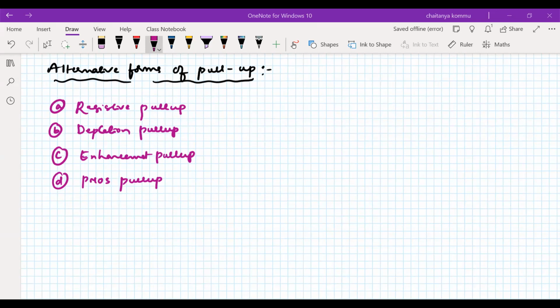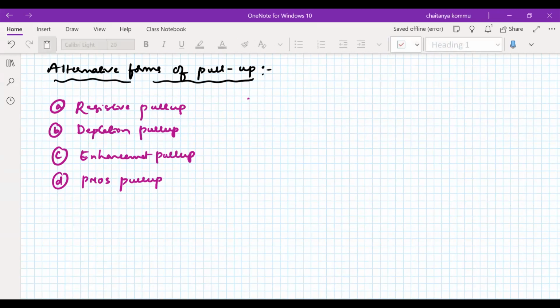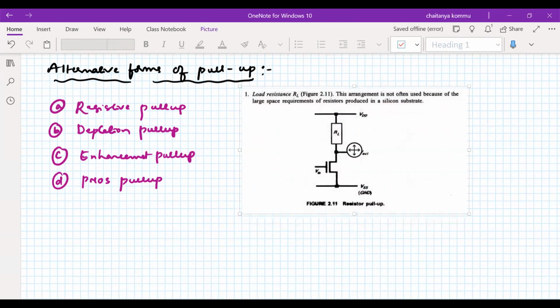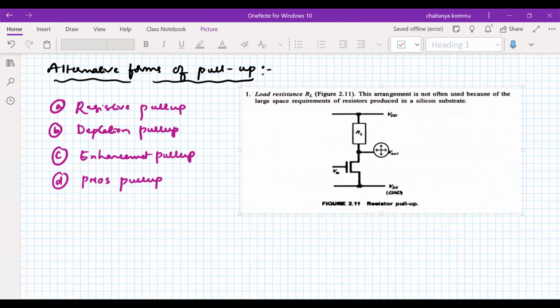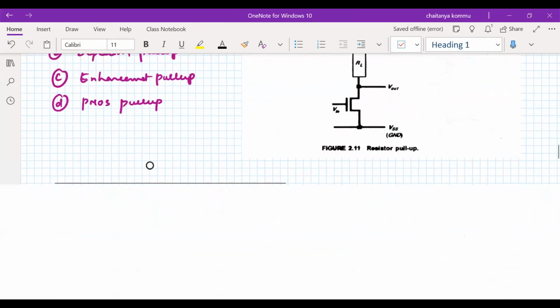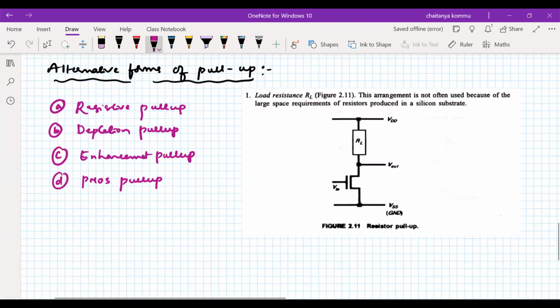And I want to paste it here. Okay, so we observe this one. This is the resistive pull-up. Okay, so in this resistive pull-up, what is the biggest problem? So the area is high. Okay, so the area requirement for the resistor is high. Area is high, that we can say.